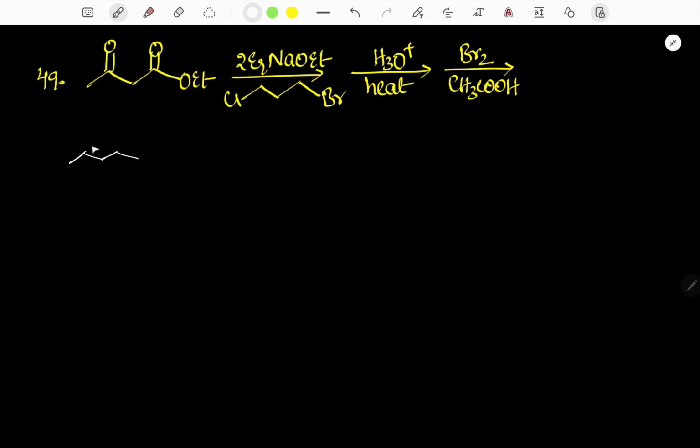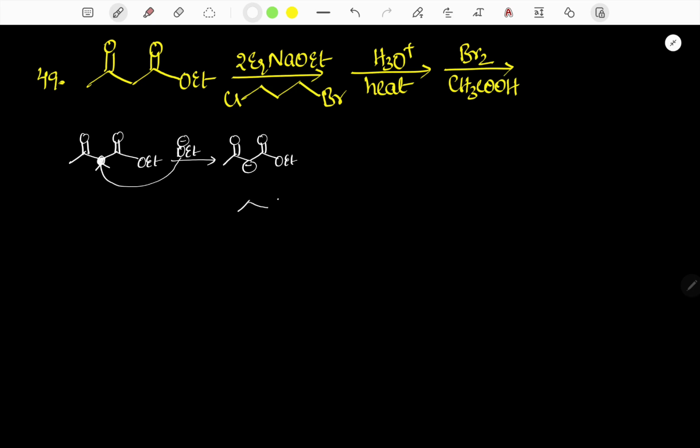The reactant has two functional groups, ketone and carboxylic ester. And one more thing: it has an active methylene, which is more acidic than water. To this compound we are adding base, OEt minus. So first this active methylene loses a proton and the corresponding nucleophile forms, C minus.